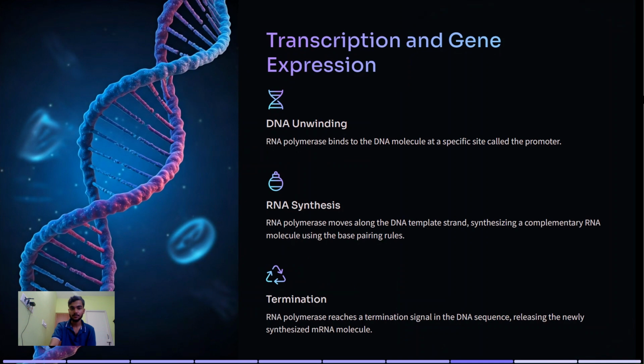Transcription and gene expression. DNA unwinding: RNA polymerase binds the DNA molecule at a specific site called the promoter. RNA synthesis: RNA polymerase moves along the DNA template strand, synthesizing a complementary RNA molecule using the base pairing rules. Termination: RNA polymerase reaches a termination signal in the DNA sequence, releasing the newly synthesized mRNA molecule.